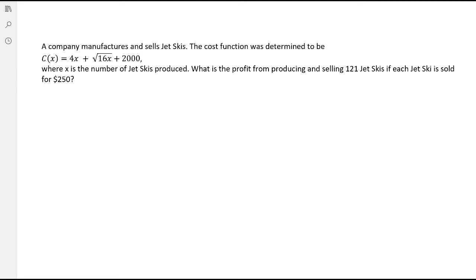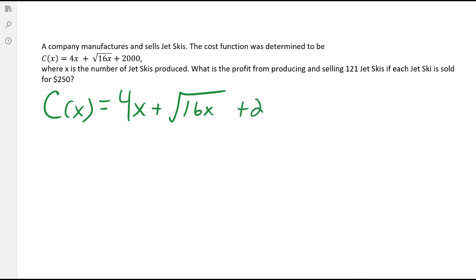Let's talk about our cost function. Well, the cost function is already given to us. It's 4x plus the square root of 16x plus 2,000. So we don't have to construct the cost function. It's given to us.